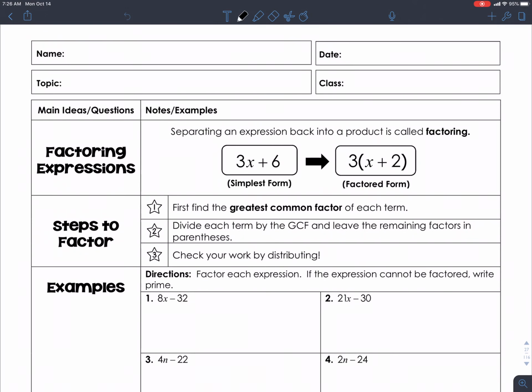Okay, today is Unit 2, Lesson 7, Factoring Expressions. I'm going to start doing something a little bit different. I want you guys to start doing it too. We're going to start dating and naming a few things. So the date today is 10/14/19, October 14th, 2019. And we're going to put up here, topic, factoring expressions.